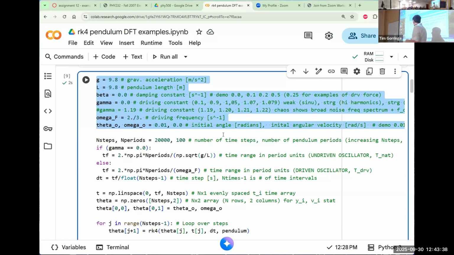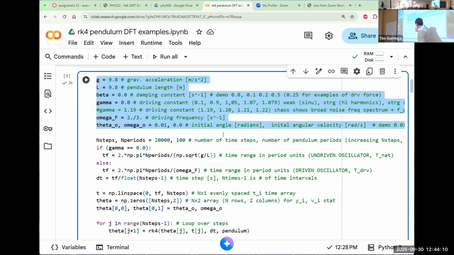And then in periods is the number of total periods of oscillation of the pendulum over which I follow the pendulum. Now, the only slight subtlety here for this if-else statement was that if I'm following an undriven pendulum, I'm going to follow it for 100 natural periods. If I'm following a driven pendulum, it's more appropriate to follow it for 100 driving periods. So that's what the if and else sets up.